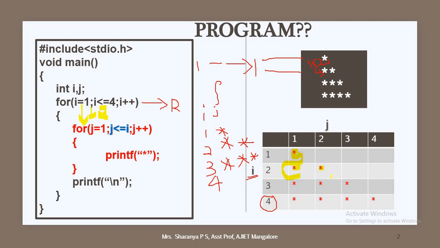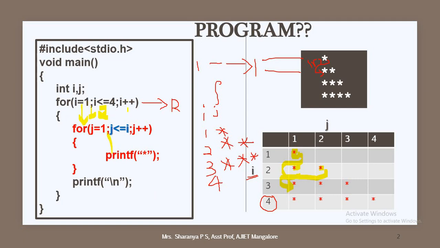And next, after this, j is incremented. Now the value of j is 3. 3 is less than or equal to 2? The condition is false. That's why it will print the newline character, so the control moves to the next line.